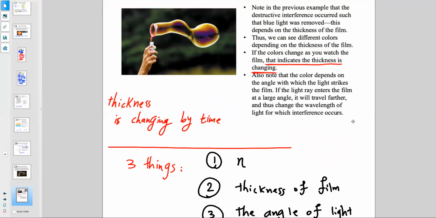As I said, if the light ray enters the film at a large angle, it will travel further and thus change the wavelength of the light for which interference occurs. So this is the end of chapter 28, and let me know if you have any questions.